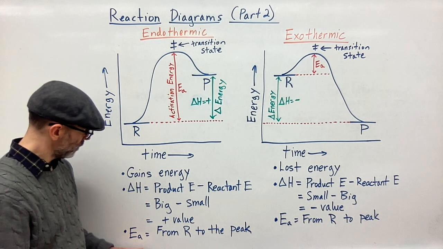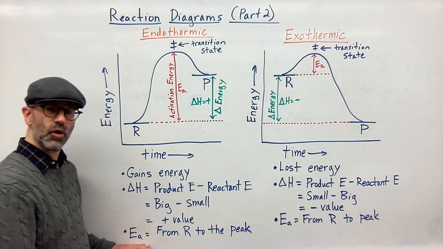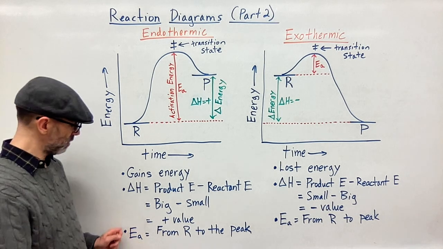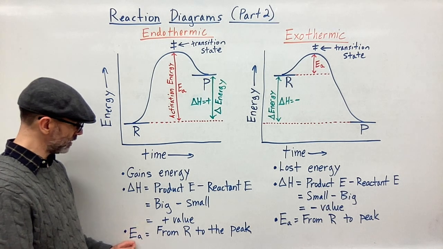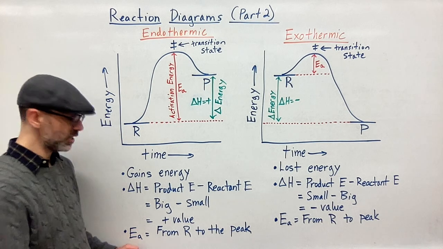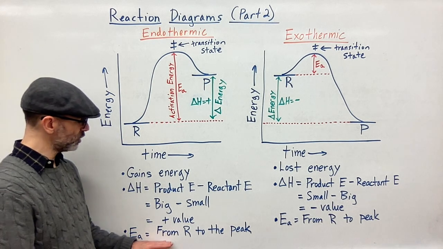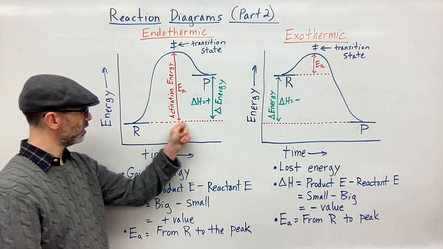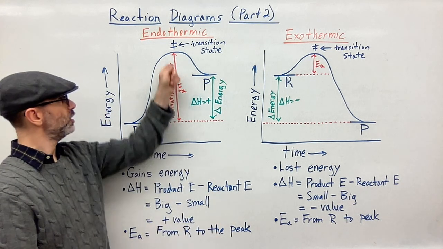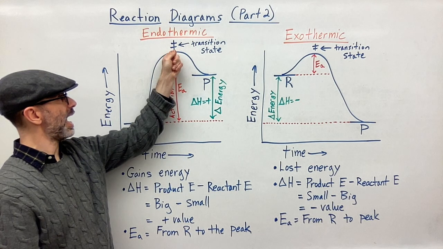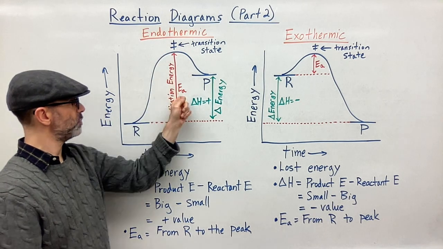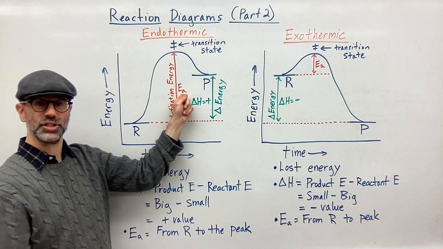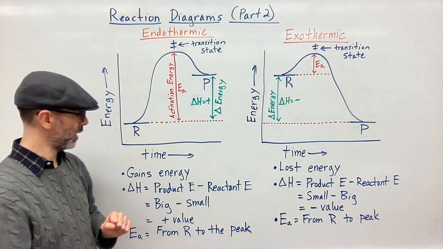And so again, just to recap, your activation energy, represented by E sub A, is the energy from the reactants to the peak. So from the reactant energy to the energy at the peak. So this represents your activation energy, represented by E sub A.